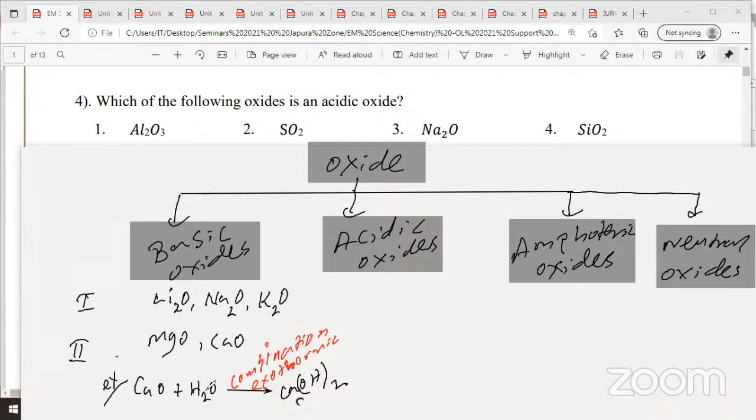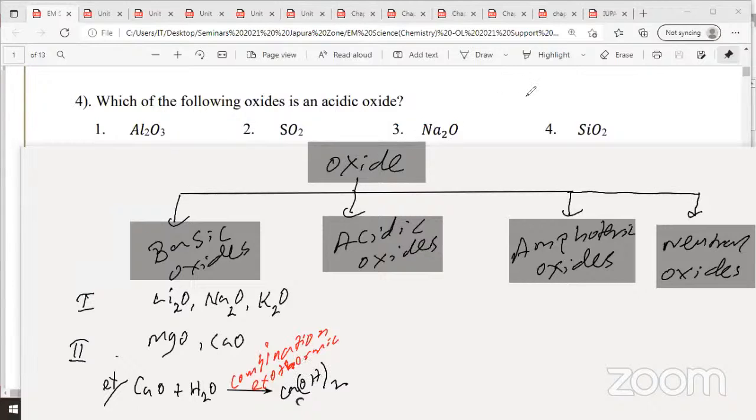Calcium oxide reacts with water to form calcium hydroxide. This reaction is already balanced. It is a combination reaction as well as an exothermic reaction. And any other oxide, same thing: sodium oxide plus water, sodium hydroxide. Potassium oxide plus water, potassium hydroxide. Lithium oxide plus water, lithium hydroxide, like that. So that's why we call them basic oxide.